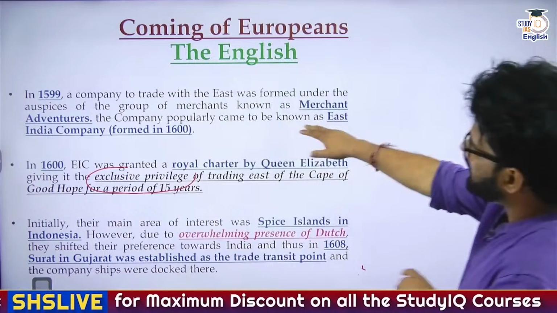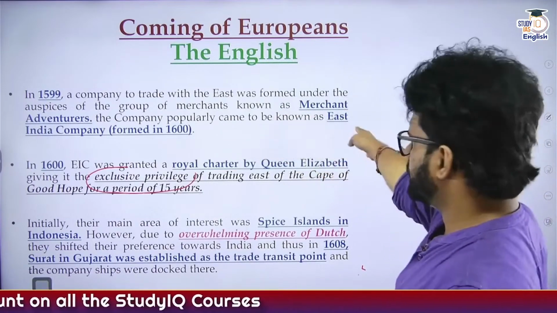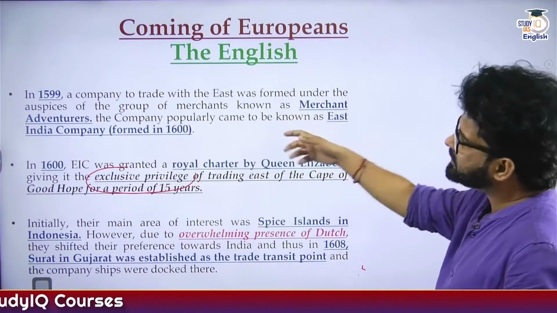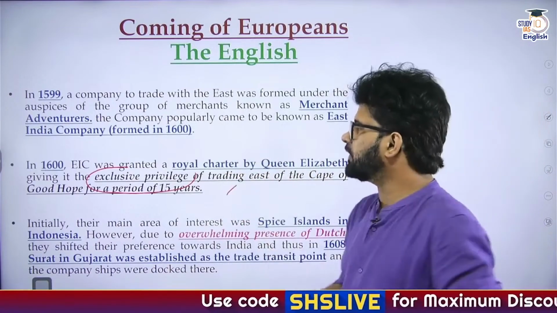So in 1599, a company to trade with East was formed under the auspices of Merchant Adventurers. Again, you can read it, we have talked about it. This was popularly known as East India Company. In 1600, the Royal Charter was issued. They can do exclusive trade for 15 years.